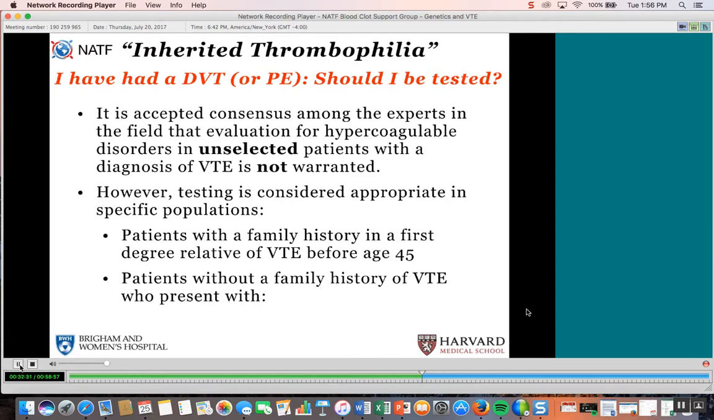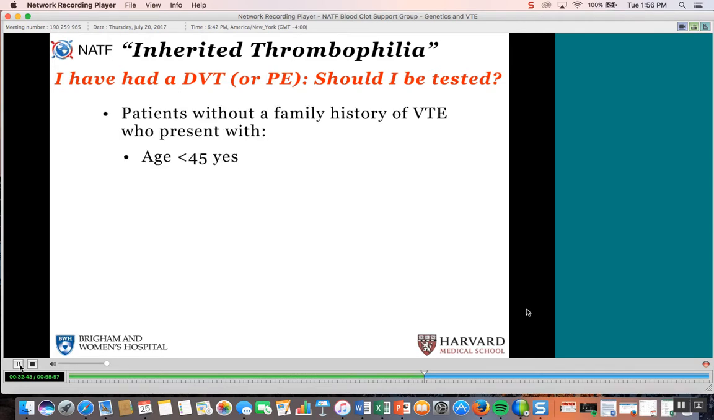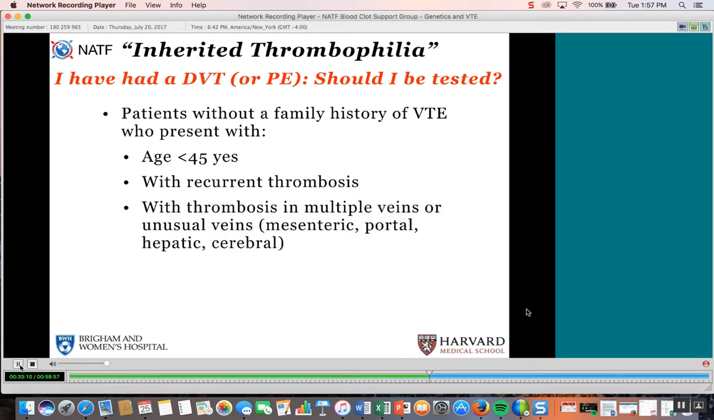Now, it is also appropriate to test patients that don't have a family history if they present with specific scenarios. First is young age. If a patient is less than 45 and has a DVT out of the blue, that is a little suspicious that there may be a genetic abnormality that predisposes, and they should be tested. Or patients that have recurrent thrombosis, clots one after the other despite treatment, then we should consider testing. Or that have thrombosis in multiple veins. Let's say they have thrombosis in the right leg, the left leg, in the calf and the thigh. Or in unusual veins that normally are not areas that form clots.